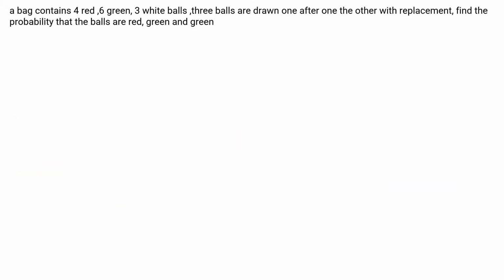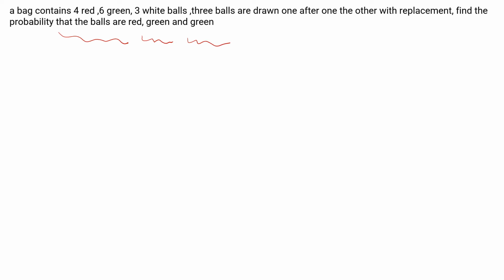So let's try this question. A bag contains 4 red, 6 green, 3 white balls. 3 balls are drawn one after the other, with replacement: draw the first ball, put it back, then the other ball, put it back, and then again the other ball, put it back. What is the probability that the balls are red, then green and then green?